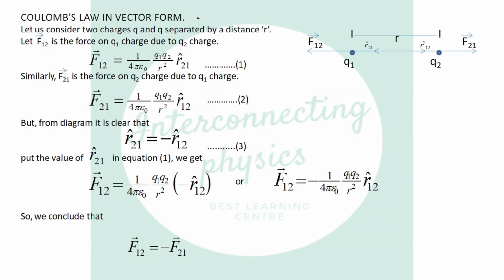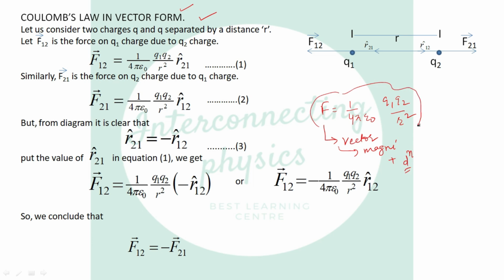Now let us discuss Coulomb's law in vector form. First of all, you should know why we are going to discuss it. In magnitude form, we have already discussed 1 over 4 pi epsilon naught Q1 Q2 over R square. So what is the need of Coulomb's law in vector form? Because force is a vector quantity. It has both magnitude as well as direction. In this equation, we have only discussed the magnitude of the force, but the direction of force is not visible here. So we have to discuss Coulomb's law in vector form in order to find both magnitude and direction of the force between the two charges.